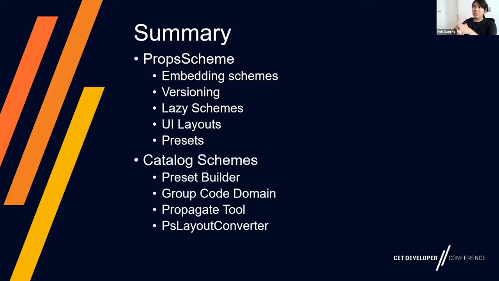On the catalog scheme side, we have the preset builder, which is to support the presets that I just talked about. We have added a feature called group code domain. This is quite a popular feature, and a lot of people have been asking for it, so I'll show it in a bit. We have added the propagate functionality in the scheme builder, as well as something we call the layout converter, which is a tool that we made to make migration easier.